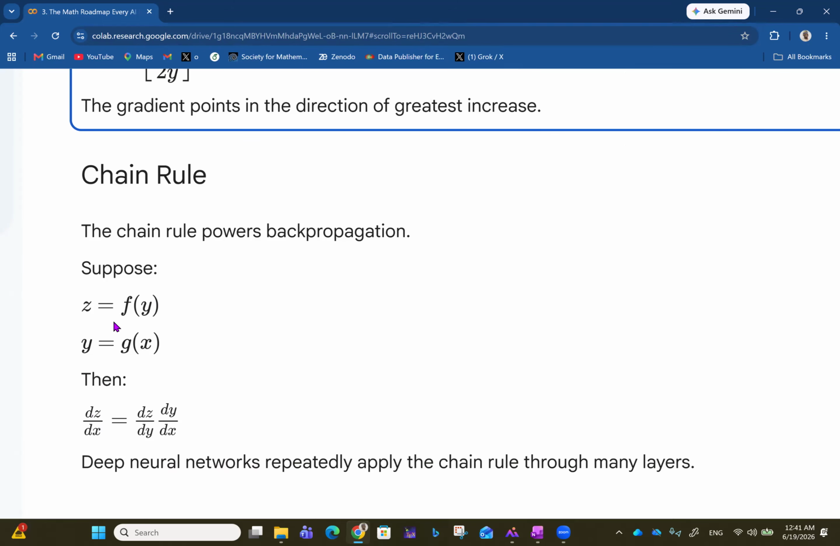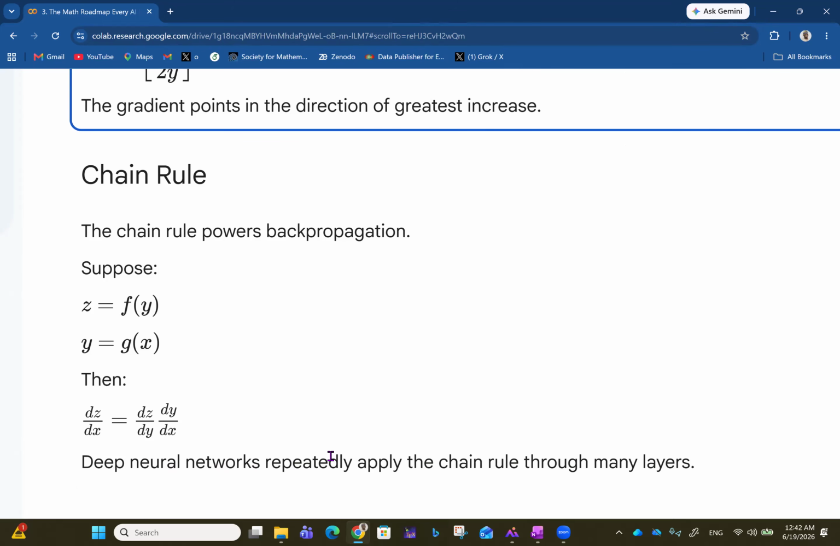So to connect z and x together, to make z x's friend, you have to go through y, which is connected to x, like that. Then dz/dx will be dz/dy multiplied by dy/dx.